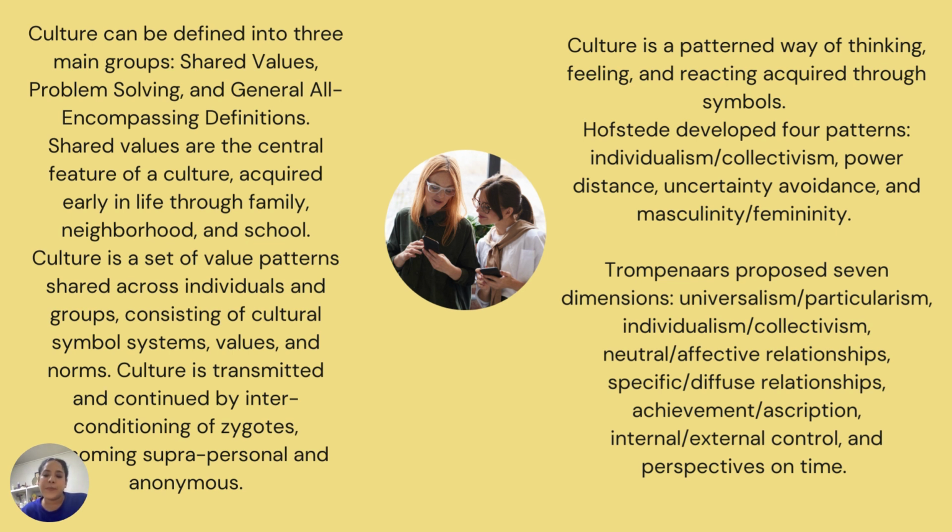masculinity and femininity. Later on, Trompenaars proposed a seven-dimensional culture: universalism and particularism, individualist and collectivist, neutral and affective relationships, specific and diffuse relationships, achievement and ascription, internal and external control, and perspective of time. Researchers have attempted to capture cultural patterns in a set of such dimensions, but there is still considerable divergence in the specific nature of the values that underlie the culture and in the exact nature of the relationship between them.